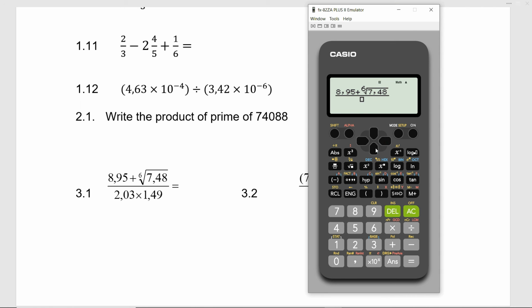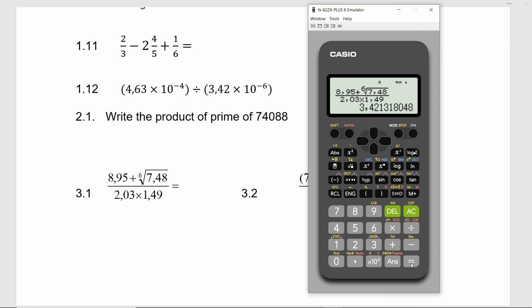You can see this is going to be a very strange looking answer, or a very irrational one. I need to get down into the denominator, and then I'm going to type in my numbers, and it's going to be 2,03 times the 1,49, and then I can just press equals.